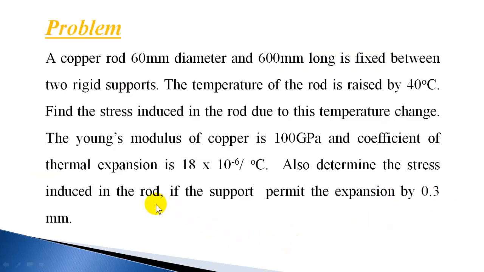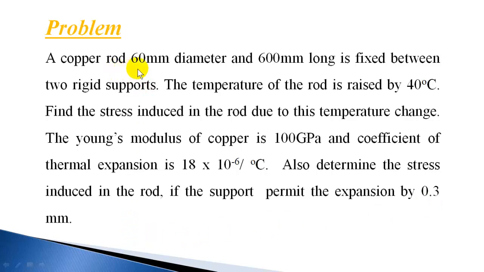Now let us work out a numerical example. A copper rod 60 mm diameter and 600 mm long is fixed between two rigid supports. The temperature of the rod is raised by 40 degrees centigrade. Find the stress induced in the rod due to this temperature change. The Young's modulus of copper is 100 gigapascal and the coefficient of thermal expansion is 18 into 10 raised to minus 6 per degree centigrade. Also determine the stress induced in the rod if the support permits the expansion by 0.3 mm.